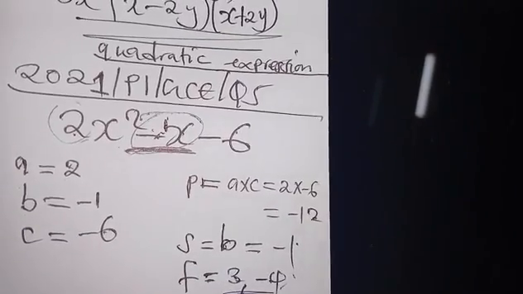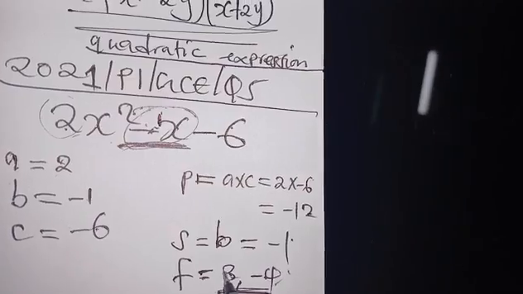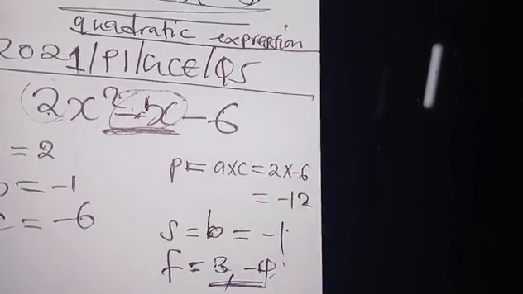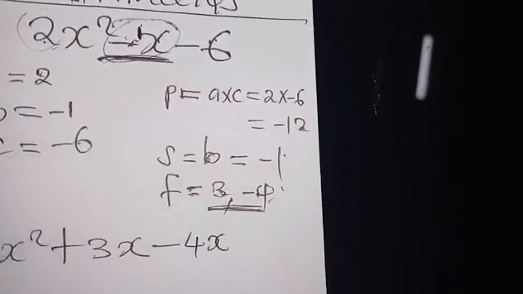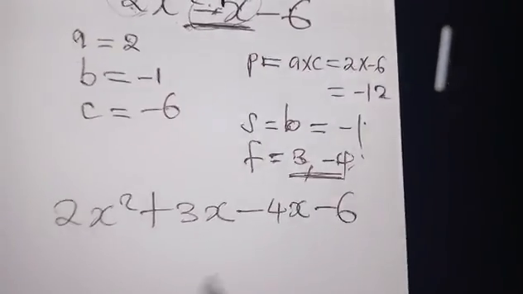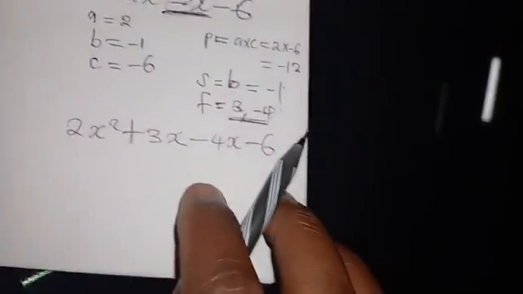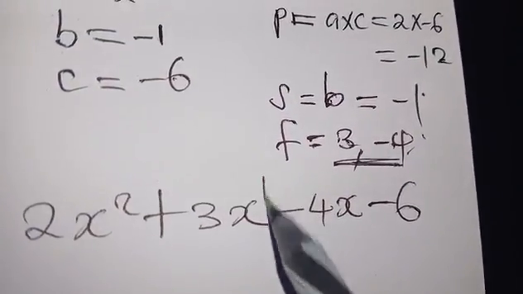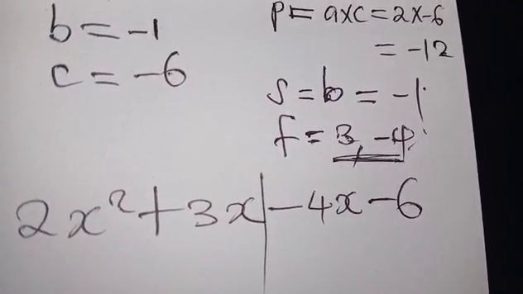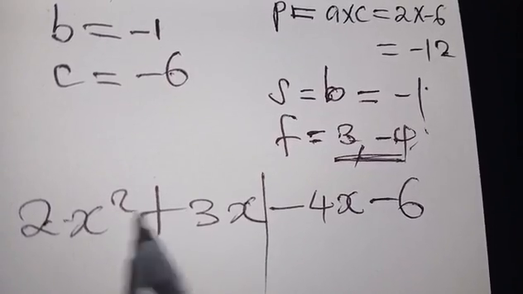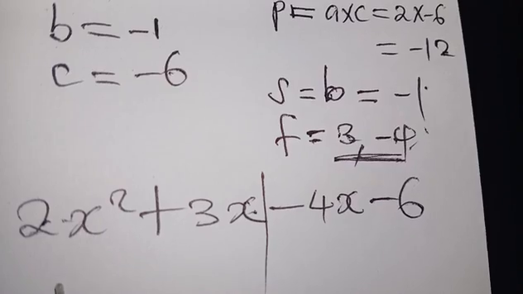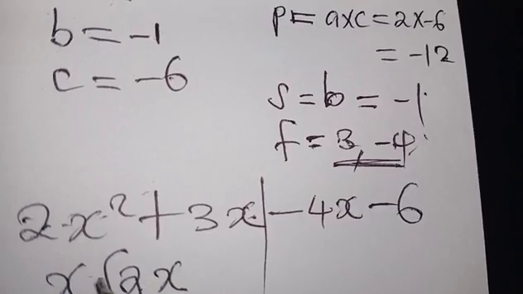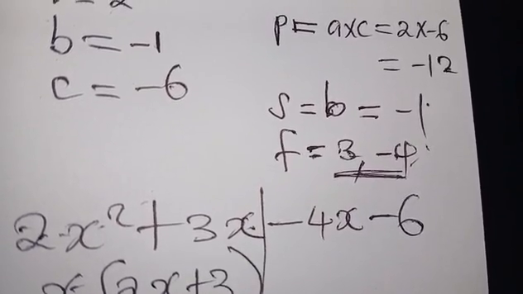So it will be 2x squared. This is positive 3, so it's a plus 3x. This is a negative, minus 4x. Then you say negative 6. So from here, we have to say now that we have got 4 terms which can be divided into 2. So what is common here is x. So x into 2x squared, you are going to remain with 2 and x. x into this one, 3.